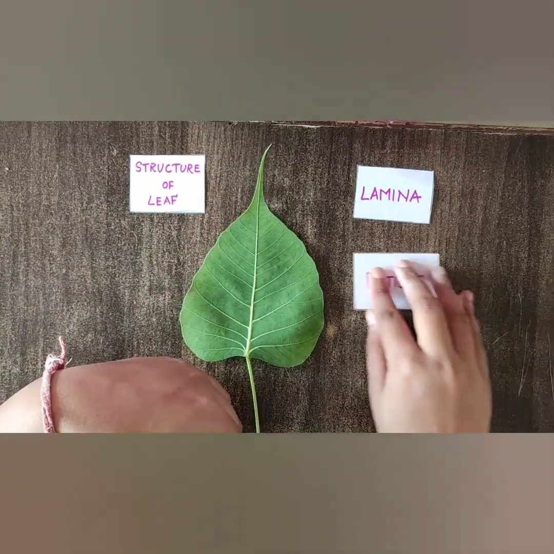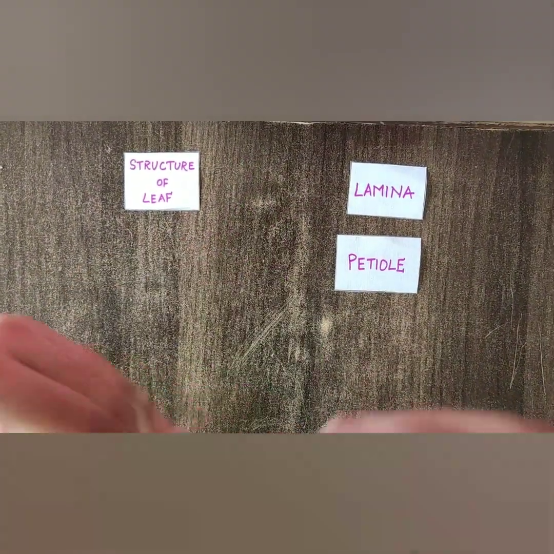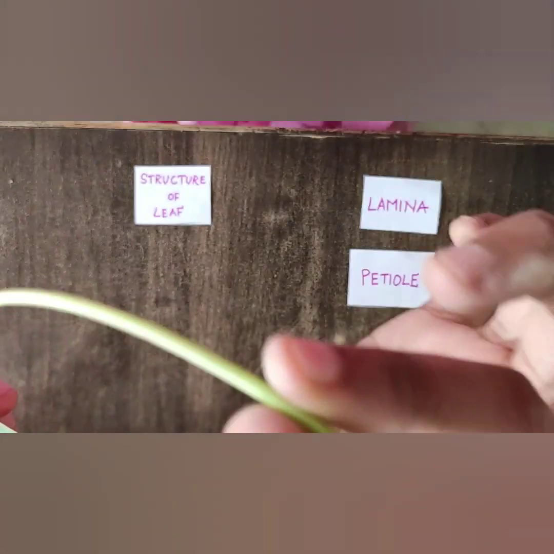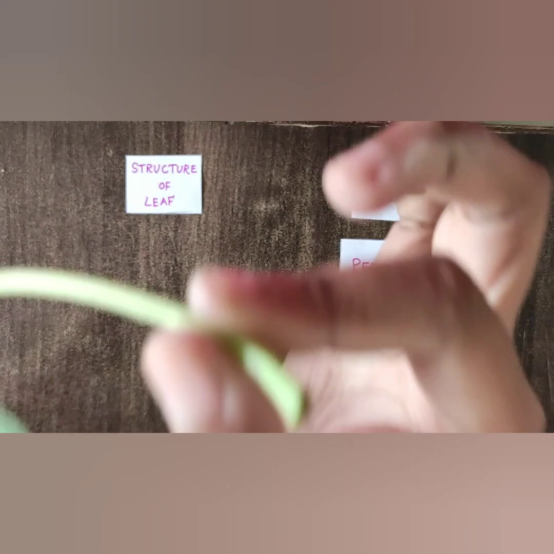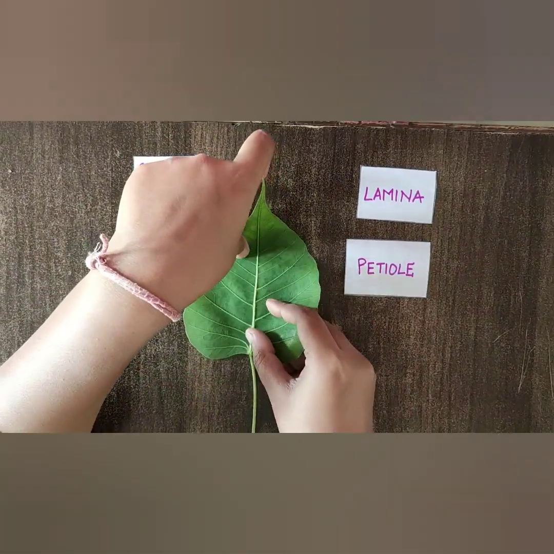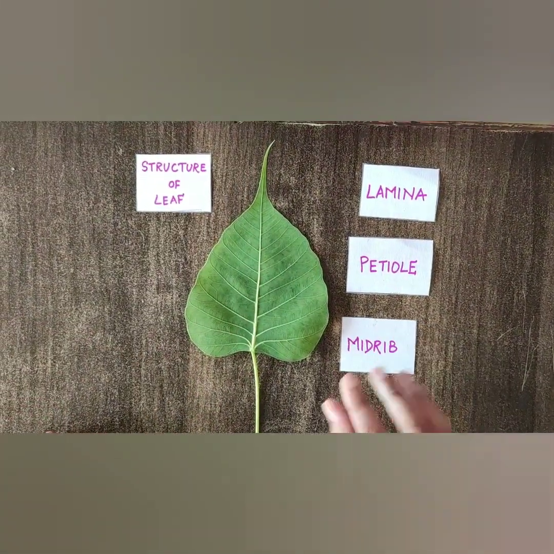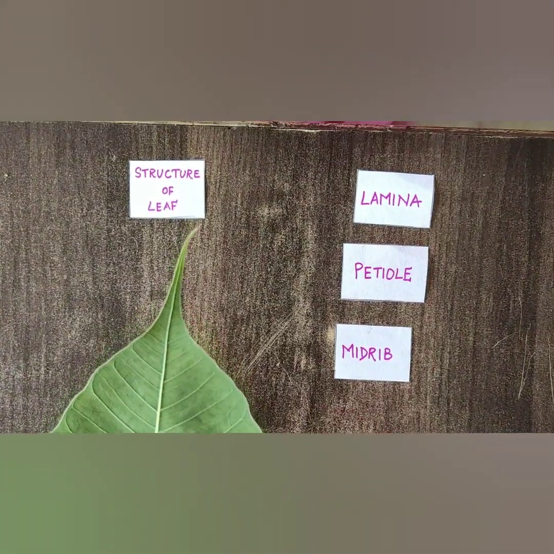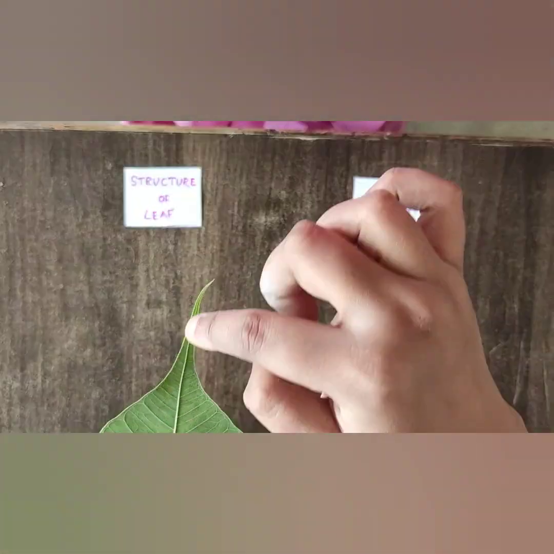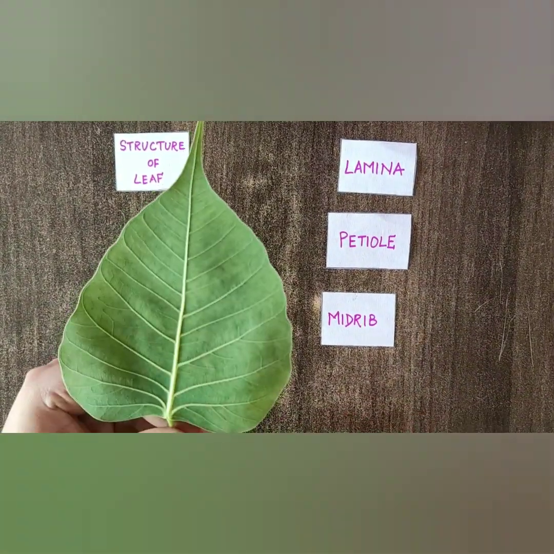Then I am going to show you the petiole. Petiole is the stick which is joined to the stem. So it is a connector between the leaf and the stem. So this is the petiole. Then we have the midrib. You can see this, the main line, the broad line which goes through the center. This is known as the midrib.